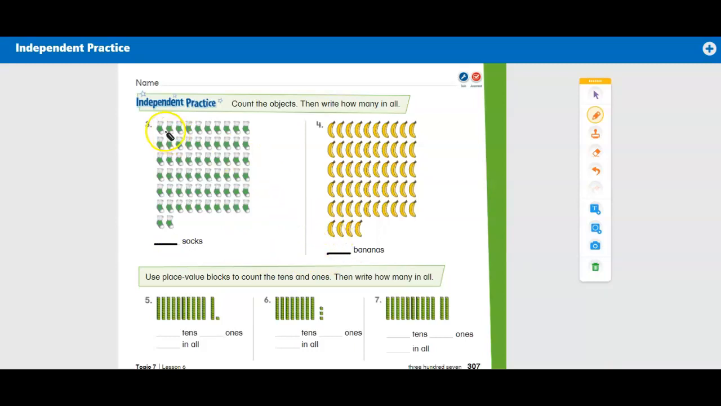Now you may choose whichever method you would like to use to count. I would recommend counting how many are in the row and then adding by that number. So for example, there are 3, 6, 9, 10. There are 10 socks in each row. I could go through each row counting by tens, then adding my ones to find my answer. Those are your directions for number 3 and number 4. Count the total number of objects and then write it in the blank.